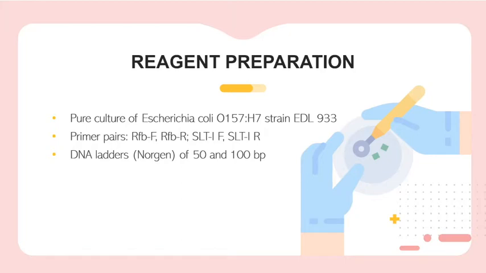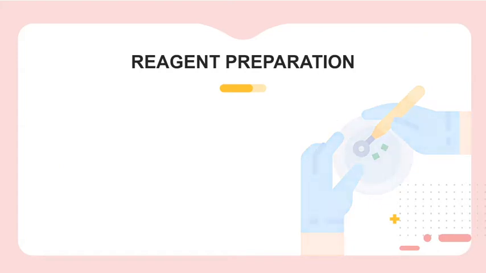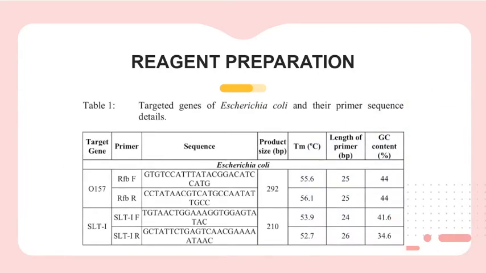DNA ladders from NORGEN of 50 and 100 bp, or base pairs, have been used for comparing the extracted DNA of the microbe and to determine the PCR product size. This table shows the target genes of Escherichia coli and their primer sequence details. Target gene O157, the product size is 292, while in SLT1, the product size or the base pairs is 210.